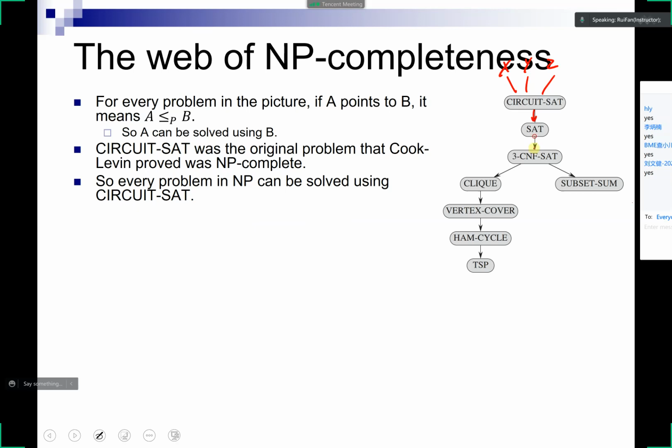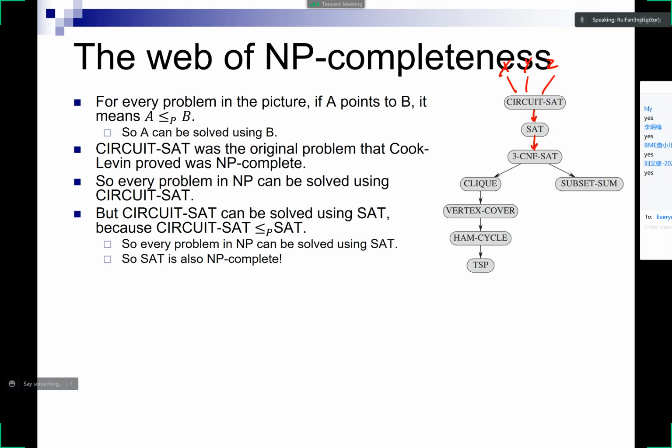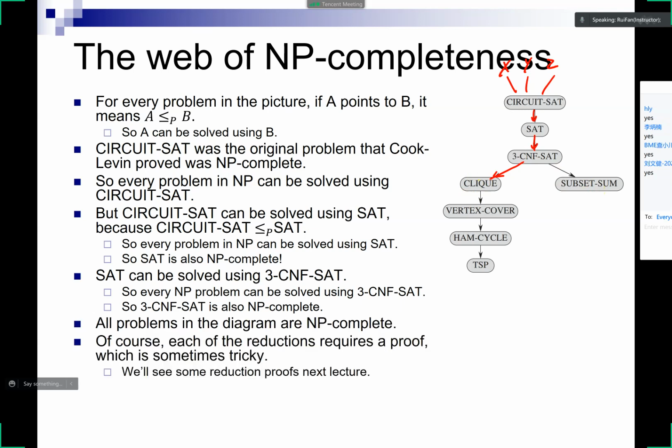Now SAT can also be reduced to this other problem of 3CNF SAT, and so by the same logic, 3CNF SAT is also NP complete. And 3CNF SAT can be reduced to these two different problems. It can either be reduced to this clique problem or the subset sum problem. And so again, by the same logic, both clique and subset sum are also NP complete problems. In fact, if you just follow all of these arrows, what you see is that all of the problems in this diagram are NP complete.